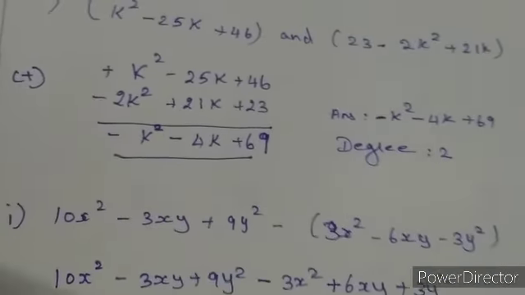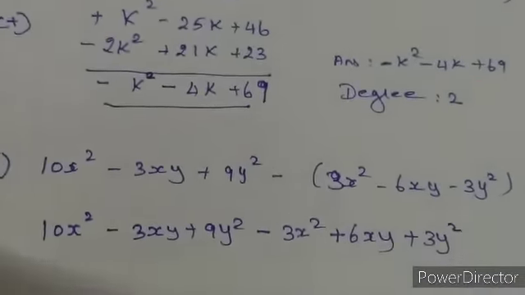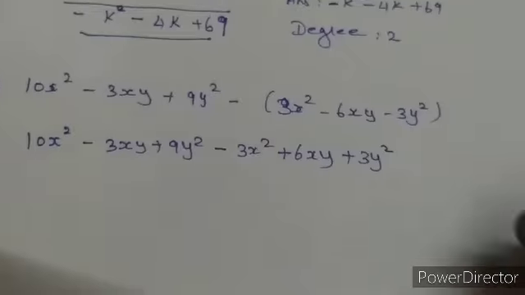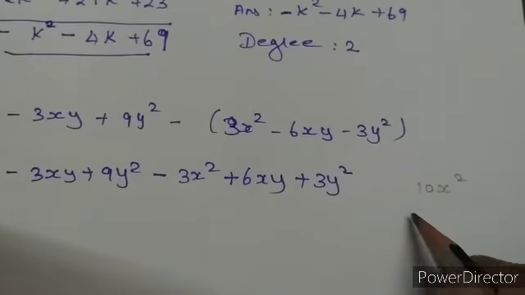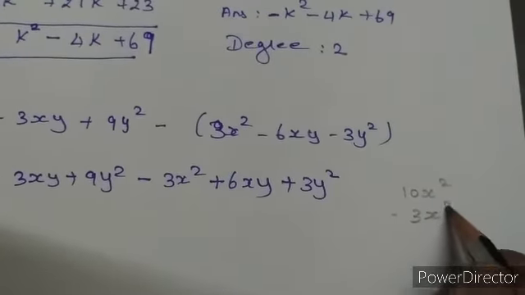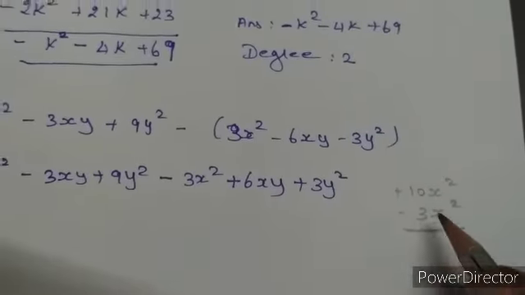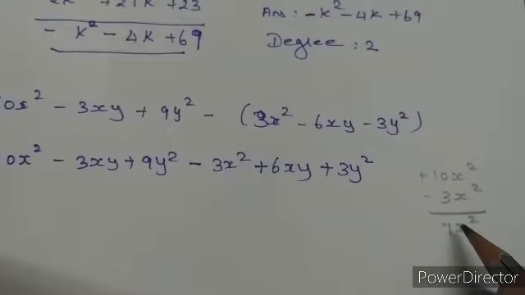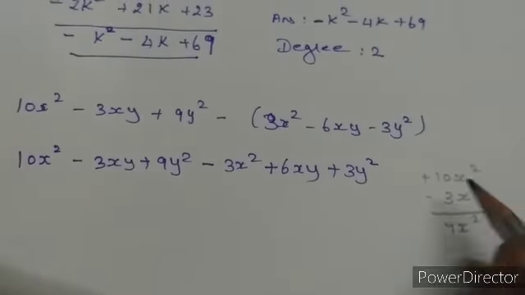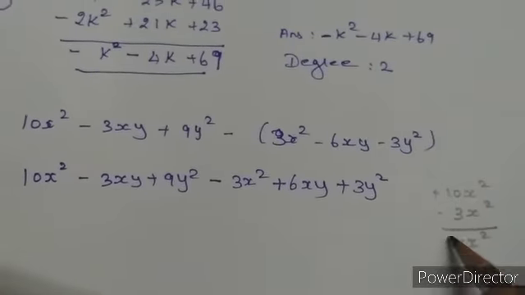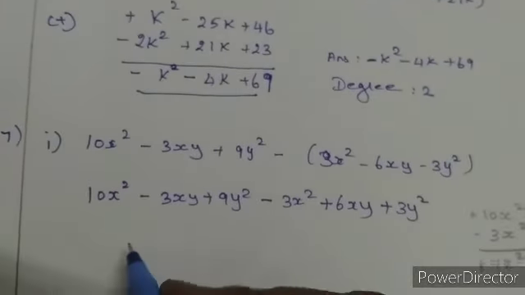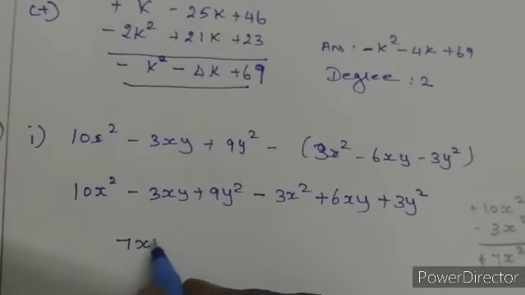Now we can simplify with your like terms. Here it is x square and x square. So plus 10x square minus 3x square. So plus into minus, 10 minus 3, 7x square. Which number is greater? 10. So the sign is plus. So first step, with your first variable, 7x square.